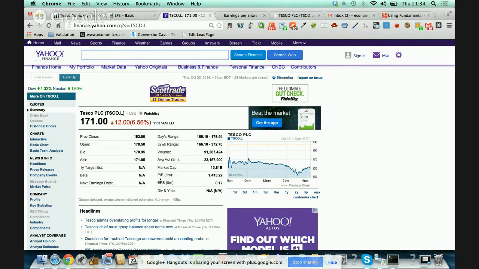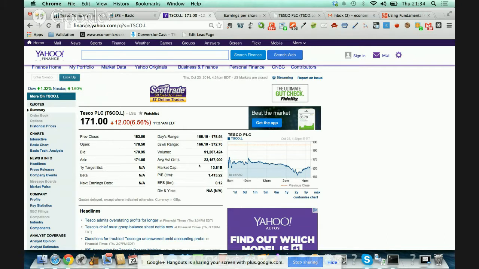Now, how do we calculate the PE ratio again? It's the share price divided by the earnings per share. So the share price 171 pence divided by 0.12 pence gives us a PE ratio of 1,413.22. And that's quite unheard of.